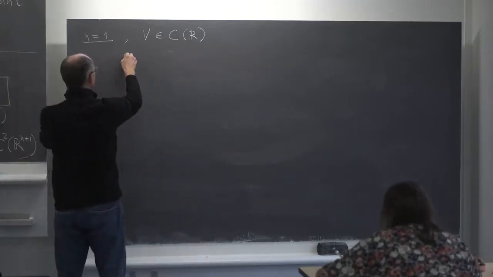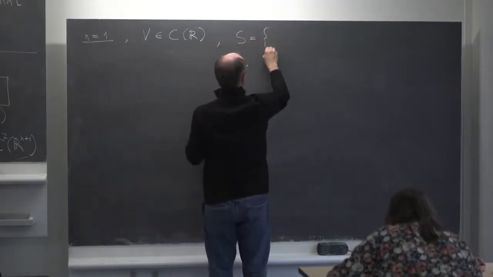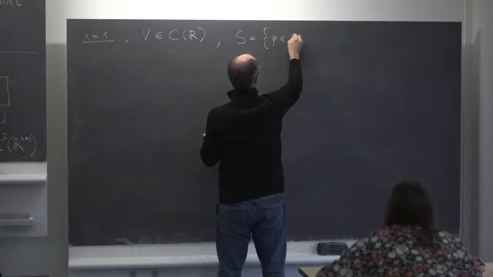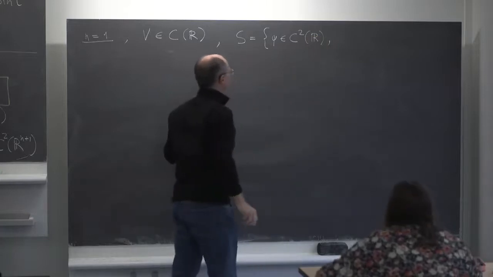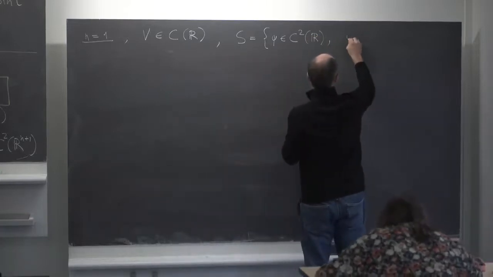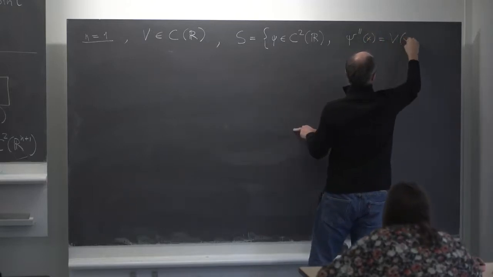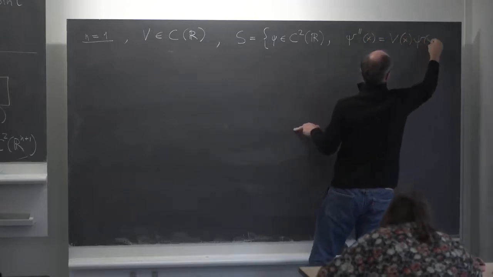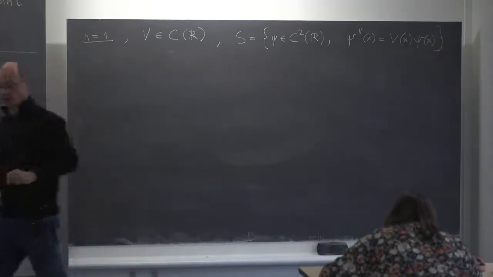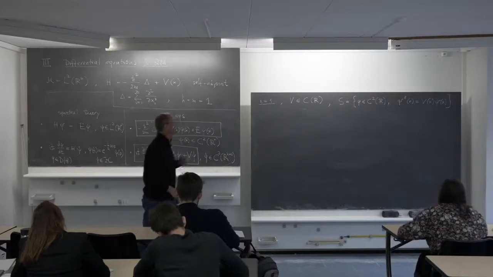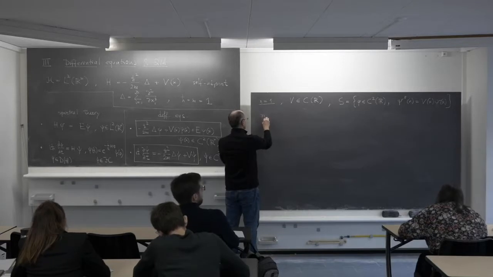So let me denote by S the set of solutions of the following differential equation. So the second derivative is equal to V of x times psi of x.